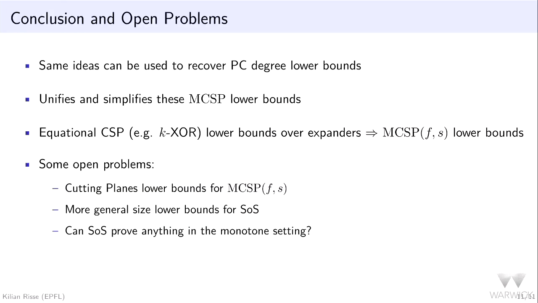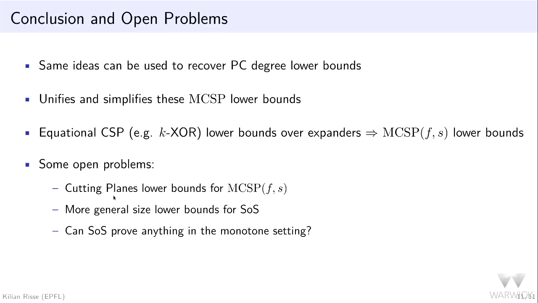Let me remark that we can use the same ideas to recover the polynomial calculus degree lower bounds. This unifies and also simplifies certain MCSP lower bounds, at least the degree lower bounds or width lower bounds. It highlights these equational CSPs. We should try to prove lower bounds for these over expanders, because then you can use this reduction and we get MCSP lower bounds. And some open problems.